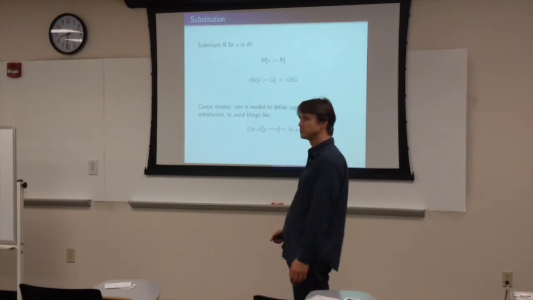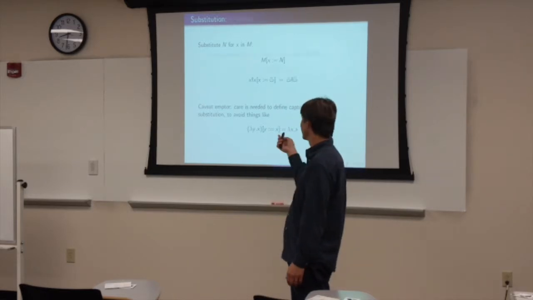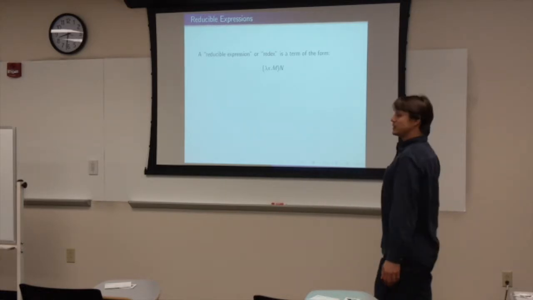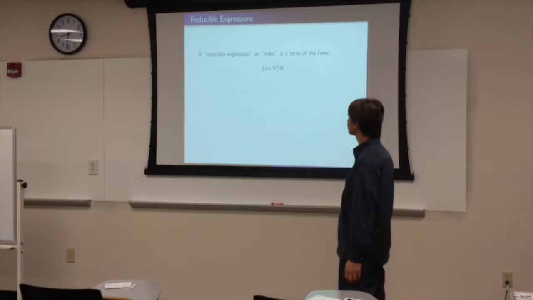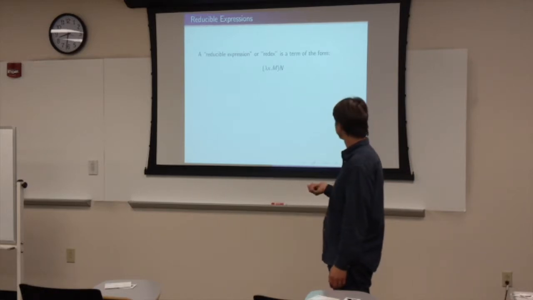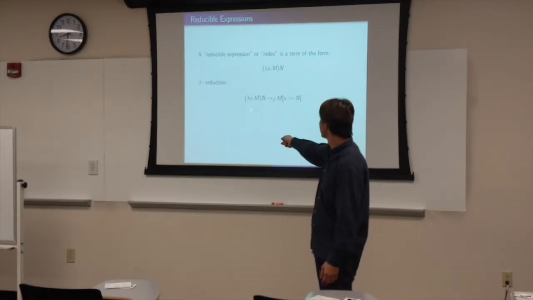When would you use a substitution? Excellent question. Next slide. You would use it when you have a redex. A redex is just a reducible expression. So you have these two terms next to each other, and one of them is an abstraction. One of them has a lambda x. And then you can do substitution. This is called beta reduction, and it's written this way. Here we've got our redex, and it beta reduces to substituting in for x.